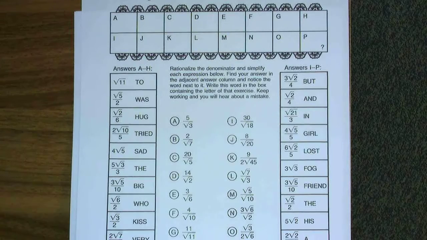And so it says to rationalize the denominator and simplify each expression below. Find your answer in the adjacent answer column and notice the word next to it. Write this word in the box containing the letter of that exercise. Keep working and you will hear about a mistake.